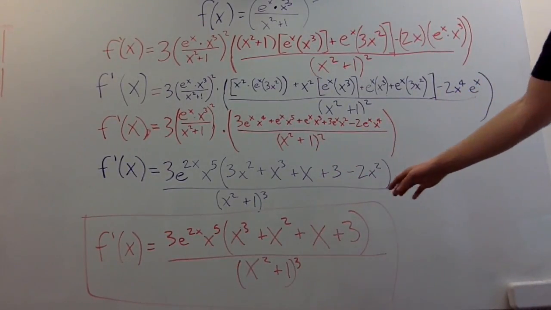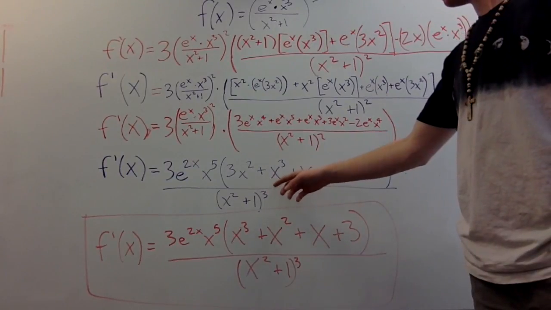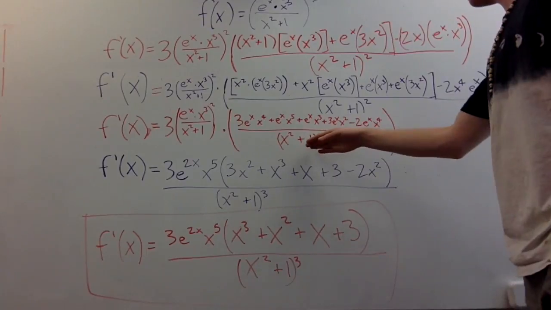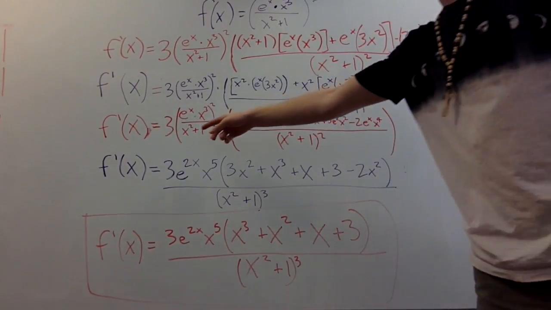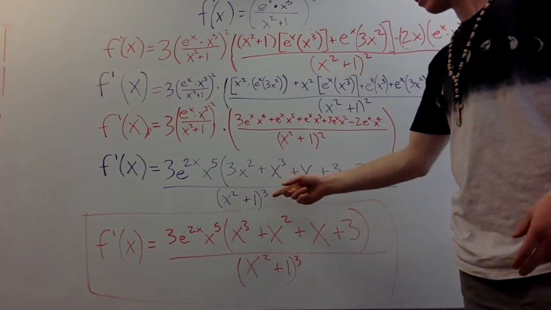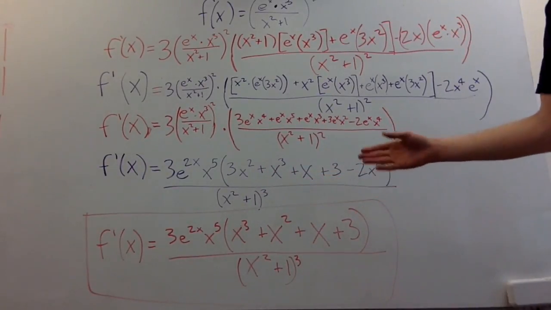And that's all over x squared plus 1 to the third. And the reason it's to the third is because over here we have x squared plus 1 squared, and over here we just have x squared plus 1. So multiply those two together and you get x squared plus 1 to the cubed, or to the third power.